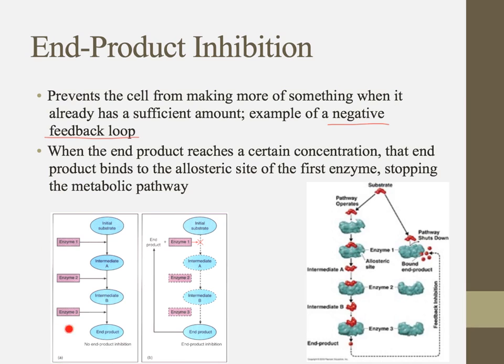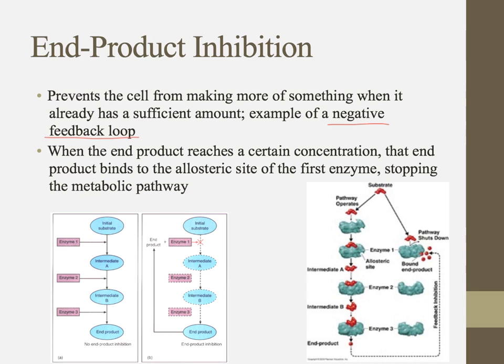Okay, so let's say we're looking at this metabolic pathway. Our initial substrate gets turned into an intermediate via an enzyme, another intermediate via another enzyme, and then our end product via a final enzyme. This is going to continue to happen as long as there are enough substrates. And so we may end up with a whole load of whatever this end product is when we really don't need any more of that. Thank goodness most of these involve end product inhibition.